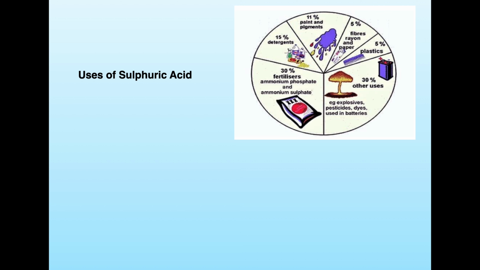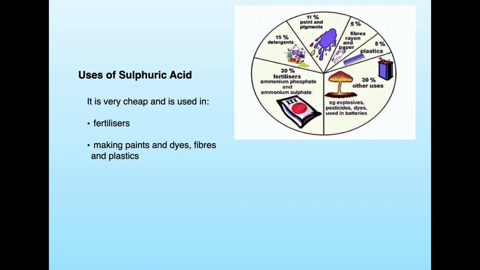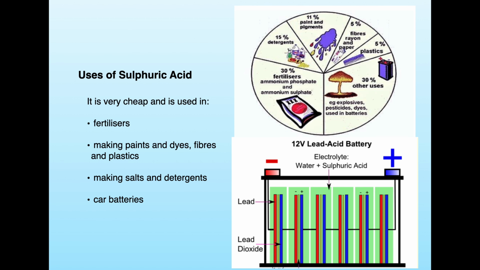The uses of sulfuric acid, so you can see it here. 30% are used to make fertilizers, 15% to make detergents, paints and pigments, fibers, plastics, and then other uses. That's a battery, isn't it? So fertilizers, paints and dyes and fibers, making salts and detergents, and then car batteries. Car batteries is down here. It's got an electrolyte of sulfuric acid. You need to remember some of these.